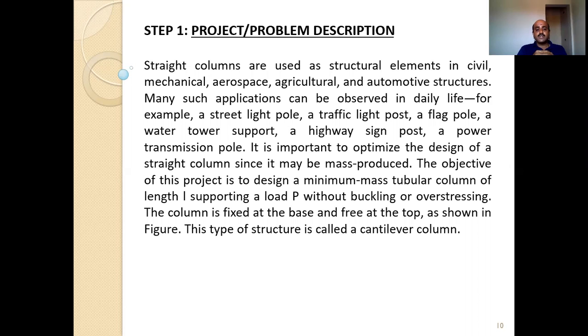The objective of this project is to design a minimum mass tubular column of length L supporting a load P without buckling or overstressing. The column is fixed at the base and free at the top, as shown in the figure. This type of structure is called a cantilever column. So this is just the problem description we have here.